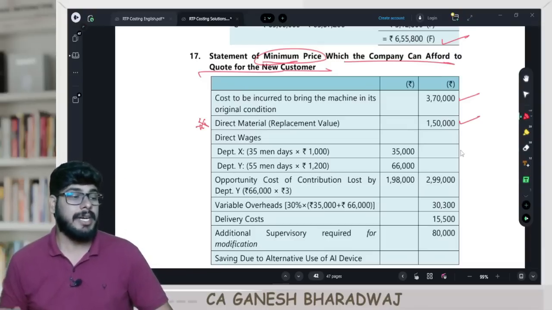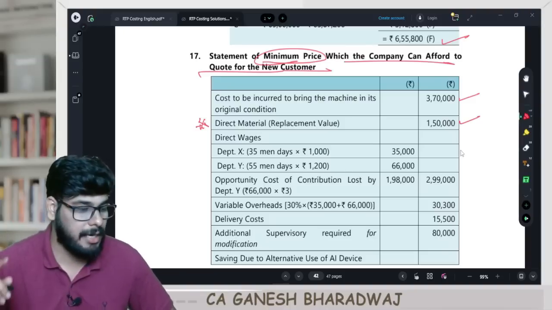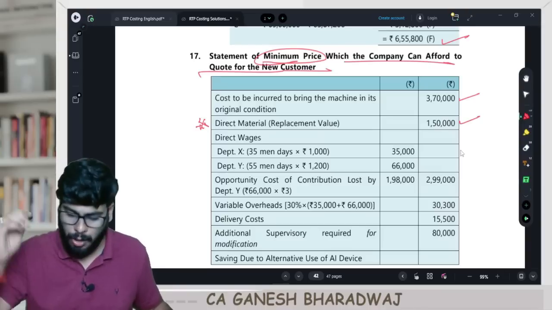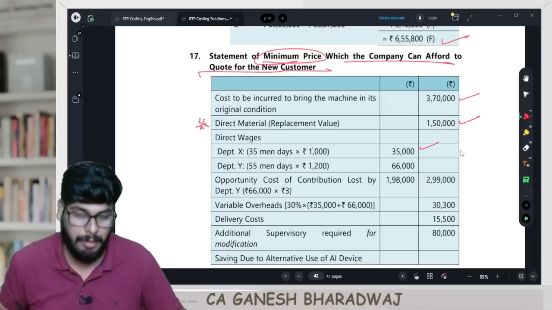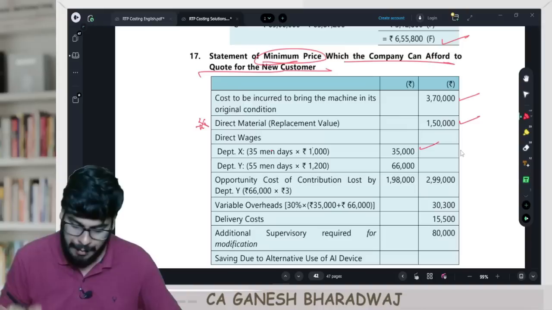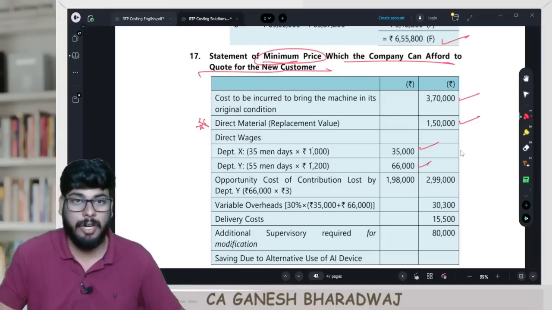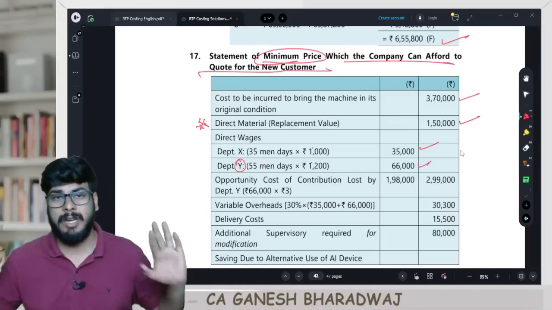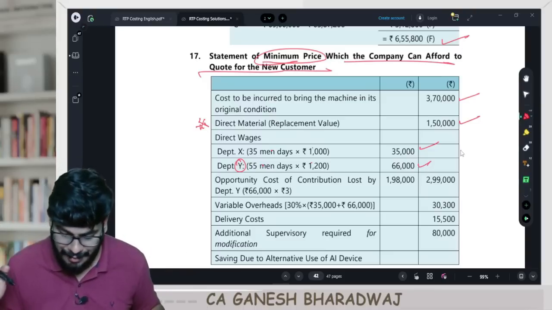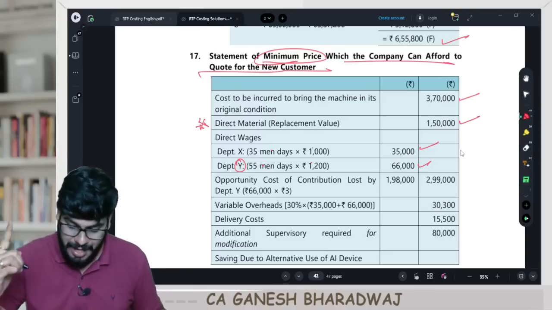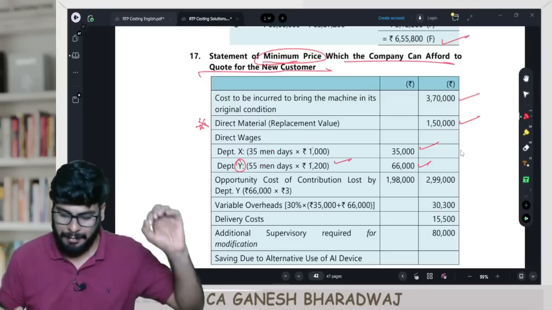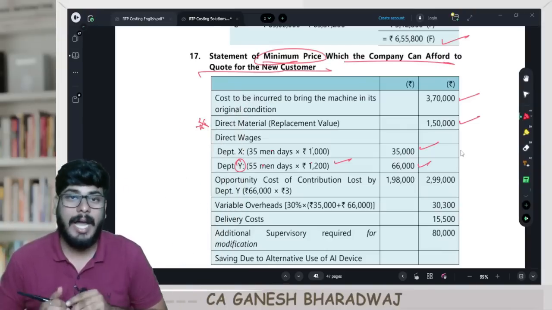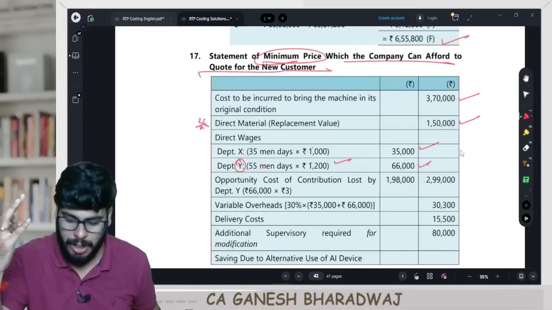Direct wages. In department X, 35 man days. Every man day in department X you'll be paying how much? 1,000 rupees. 35 into 1,000, 35,000. In department Y, it's going to be 55 man days, 55 into 1,200, it's going to be 66,000. Plus, we know that department Y is an extremely busy department. And what have they said? For every rupee of direct labor in department Y, I will be losing 3 rupees of contribution.